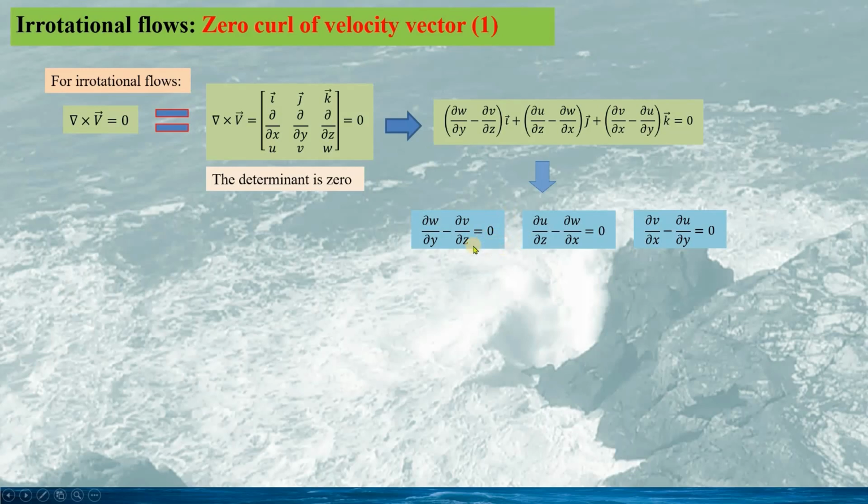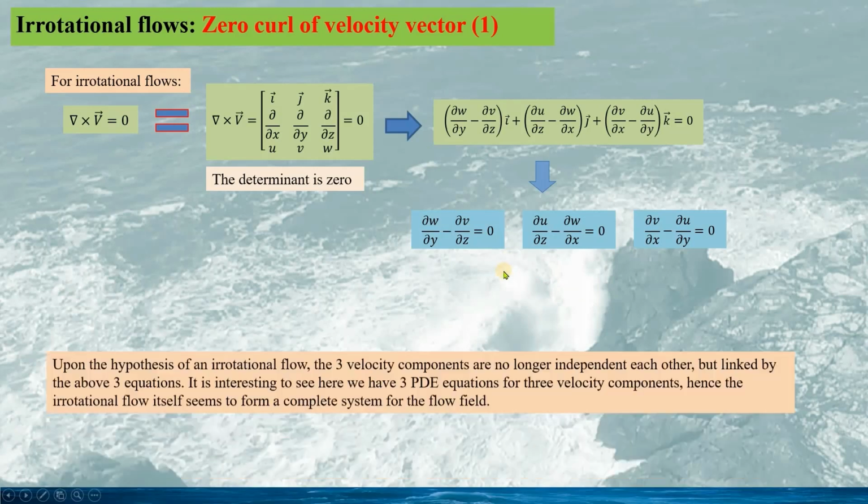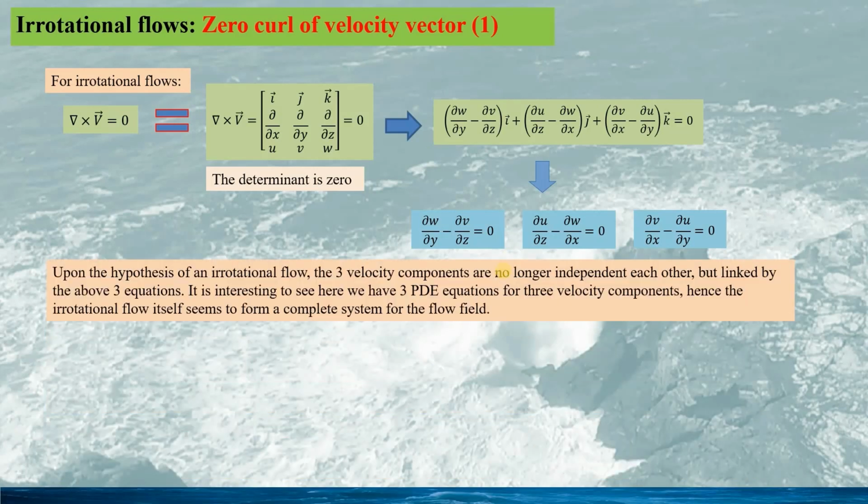That is, we will have three equations for the three velocity components u, v, and w. So, under the hypothesis of irrotational flow, its three velocity components are no longer independent of each other, but linked by these three equations. We can see here we have three partial differential equations for three velocity components. Does this mean the irrotational flow itself could form a complete system for the flow field?